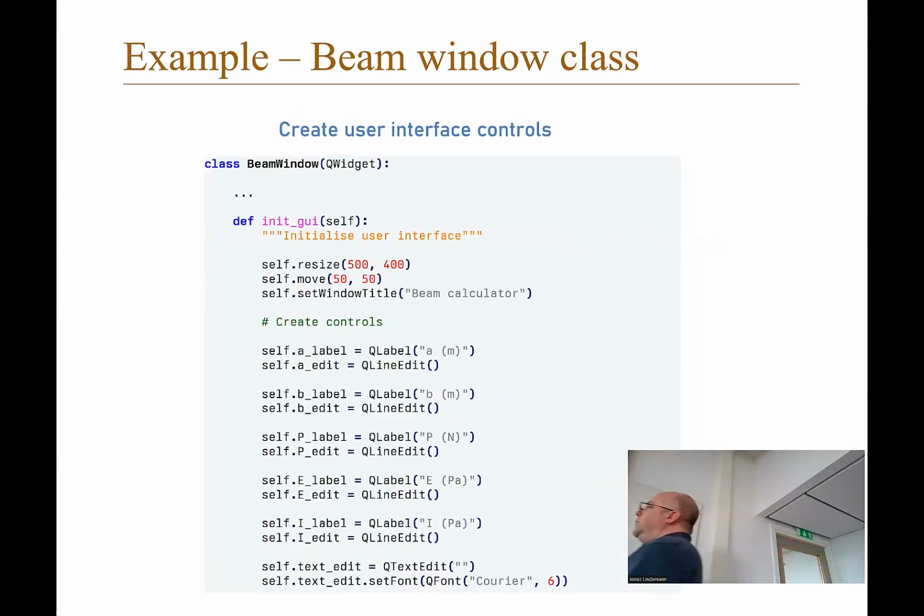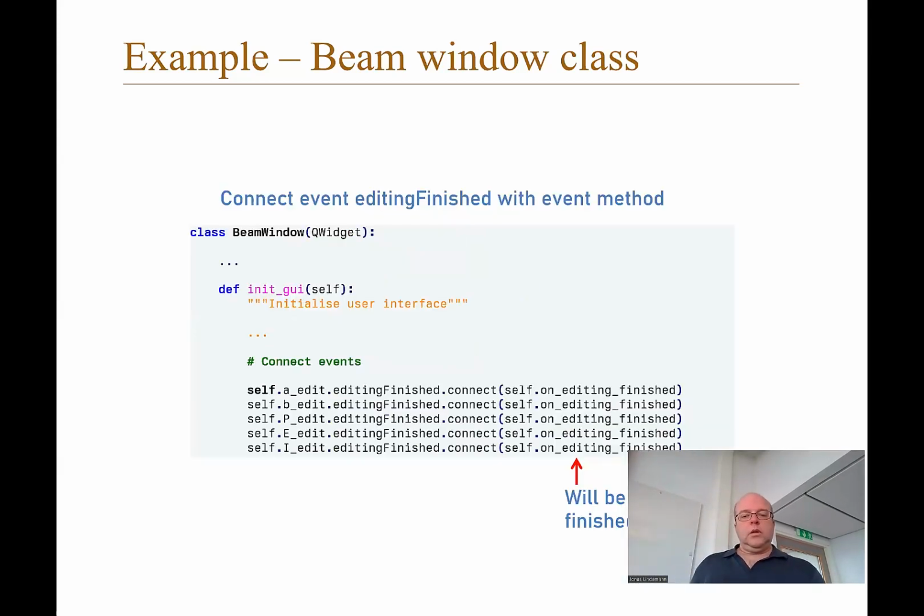So in init GUI, I create a lot of controls like this, a label that is a text that receives the text, an edit for each of the attributes of my model. And then I also connect some events here. So editing finished, that is a signal when the user has finished with a text box. It will call this method here.